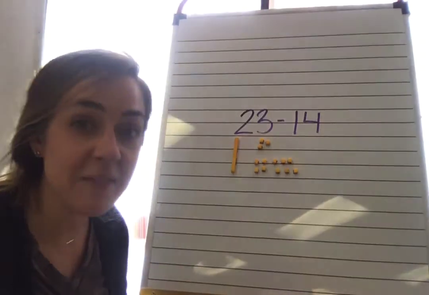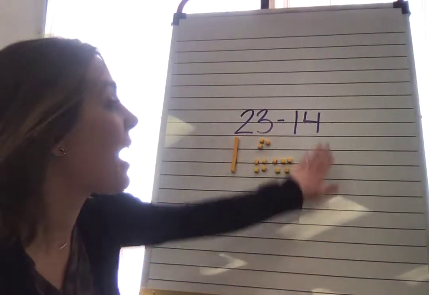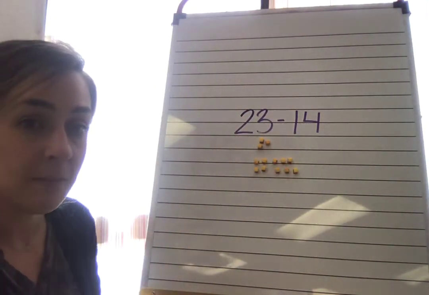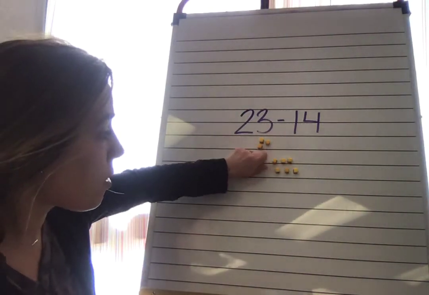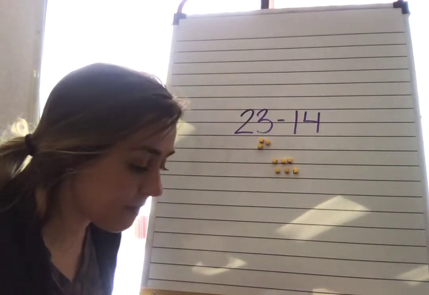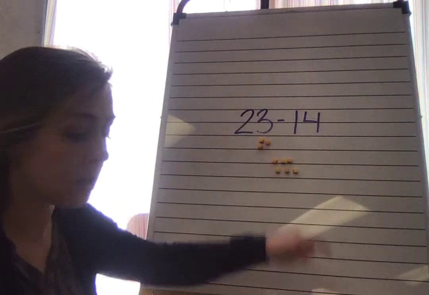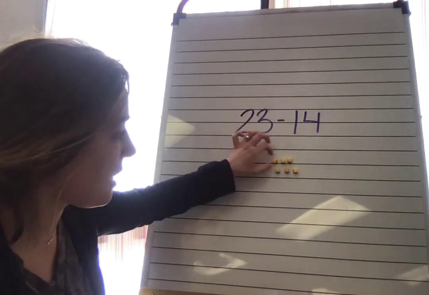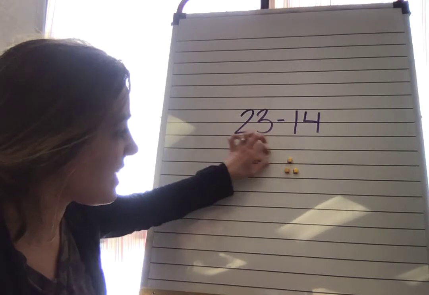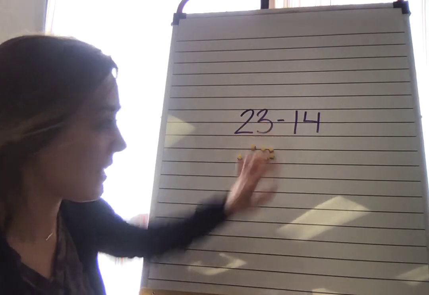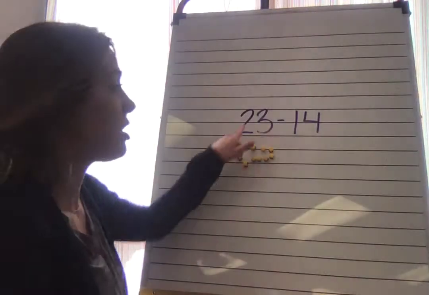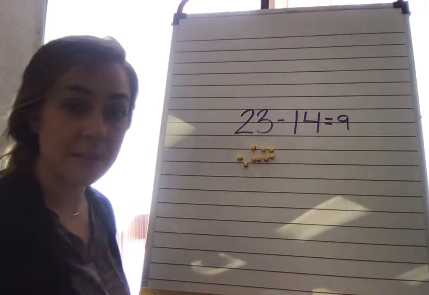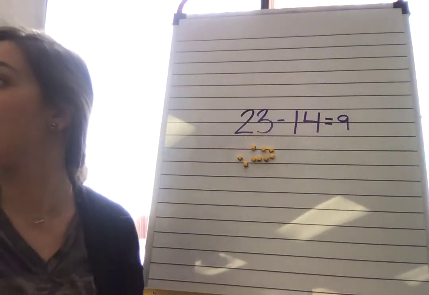All right, so now that I've done that, now I can take away my 14. So I'm going to take my one group of 10 and 4 ones. And then to figure out the answer, I will count it all up. So count with me. 1, 2, 3, 4, 5, 6, 7, 8, 9. So my answer to 23 minus 14 is 9.